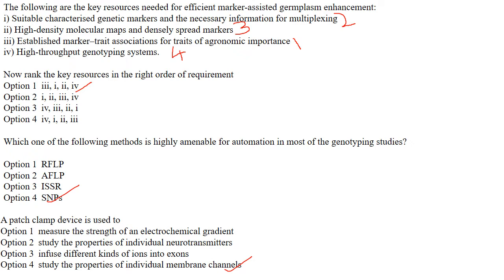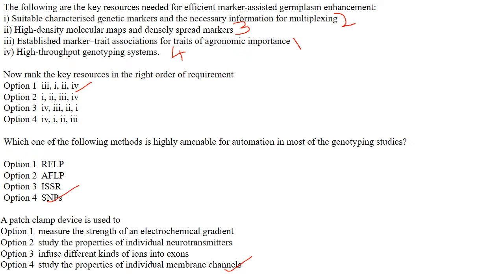The first one is established marker trait association for traits of agronomic importance. Then comes suitable characterized genetic markers and the necessary information for multiplexing. Then comes high density maps, molecular maps and densely spread markers. And then comes high throughput genotyping systems. So the answer is 3, 1, 2 and 4, which is option 1.